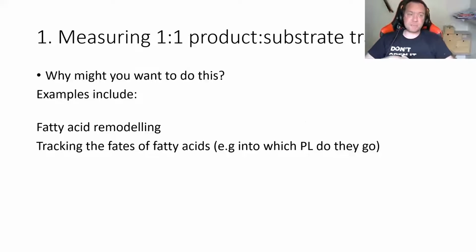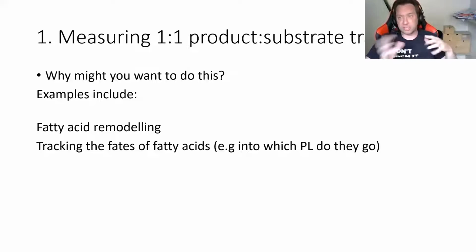Okay, so the second specialized case is measuring one-to-one product-substrate traces. The thing we most often do this for is to look at fatty acid remodeling. So we put some palmitate on some cells, and we ask how much of that palmitate gets desaturated, or how much gets elongated, so made into stearate, or made into palmitoleate, or made into oleate. So we're looking to measure the transformation of one molecule into another, and therefore we can measure enzymatic activities.